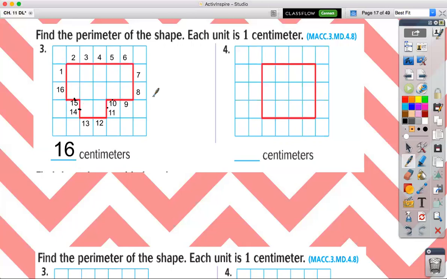Okay, so this is going to be your turn over here. For number 4, you're going to number this box, and you're going to pause your video. You're going to number it and then come back and let's see if we get the same centimeters, same answer. Okay, pause the video.